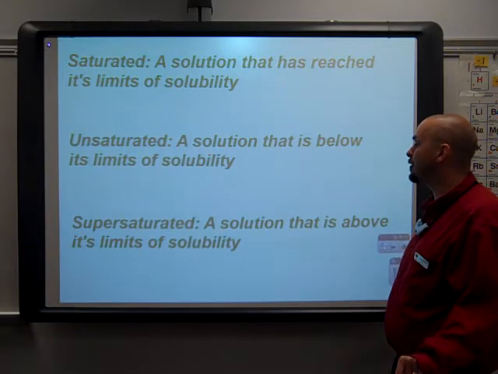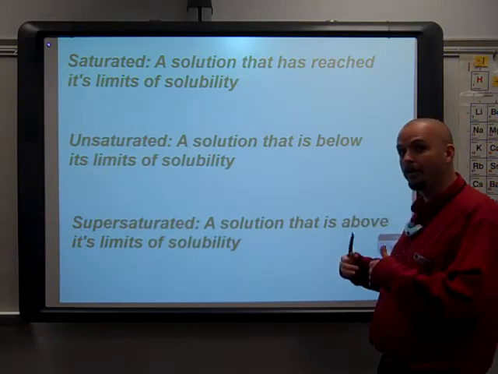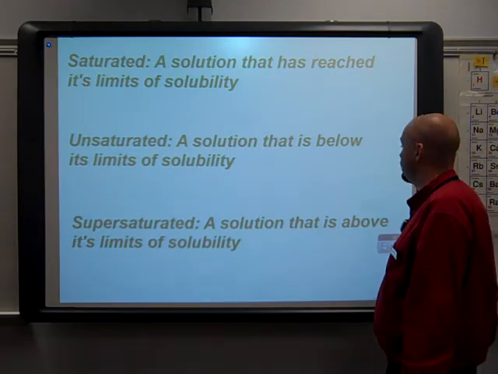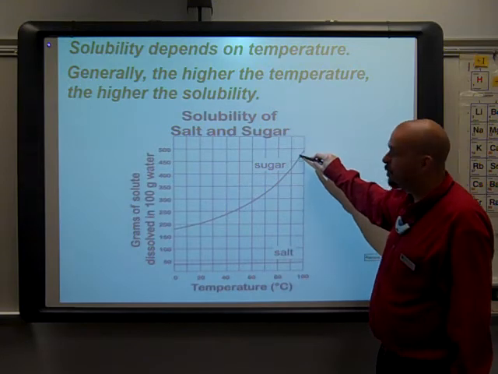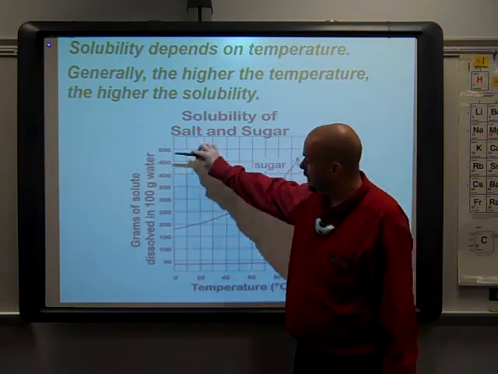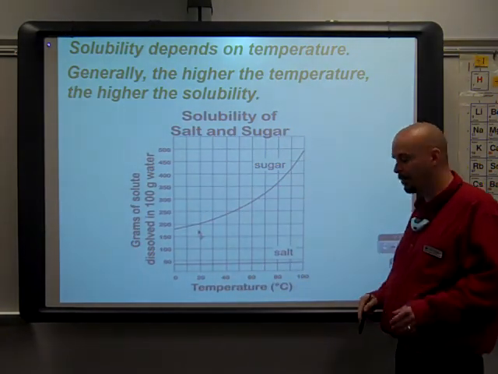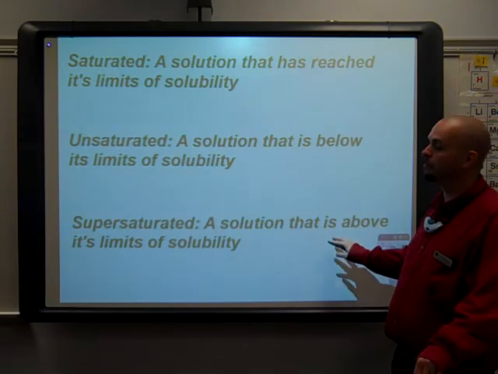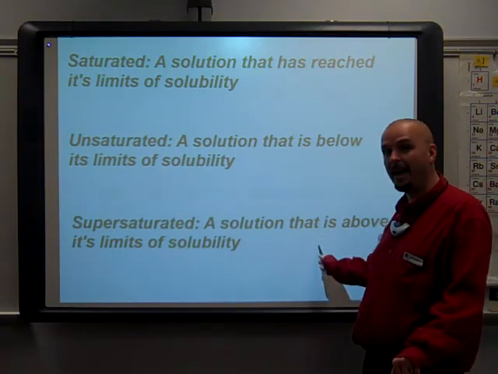The last one is supersaturated. Supersaturated means you're over the limit. The question is, how do you get over the limit? The answer: temperature. You saturate it when the solvent is hot, then you cool it down. The solubility drops, but it still holds all the solute that you put into it. So you end up with a solution that has more than the limit in it. This is that sweet tea that you make when it's still hot.